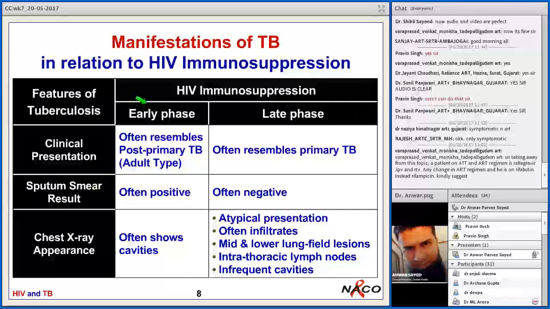In the early phase of the disease, the presentation will be similar to any other immunocompetent person, but in the late phase of the disease, it will be like a primary tuberculosis, because there will often be mid-zone or lower zone infiltrations. There will not be any cavity formation. There will be a disseminated kind of presentation, usually like miliary tuberculosis. There can be mediastinal widening or mediastinal or intrathoracic lymph node enlargement, which might happen. So those are late phase presentations, or presentations in the late phase of immunosuppression. But in the early phase, when immunity is good, the presentation is like any other immunocompetent person.